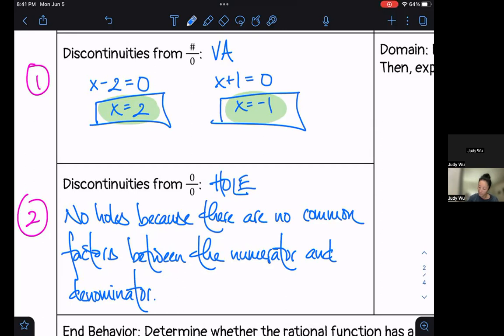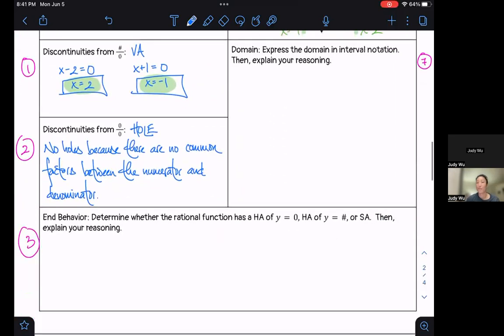hole here, okay? All right, so discontinuities we just learned about, and now let's go back to that end behavior piece, okay? So it says determine whether the rational function has a horizontal asymptote of y equals 0, y equals a number, or a slant asymptote. Then explain your reasoning, okay? So sometimes it's hard for us to write explanations. That's why I want to take the time to model this right now, because whatever we write here, you can always change the words a little bit or change the numbers to match whatever problem you're working on, okay?